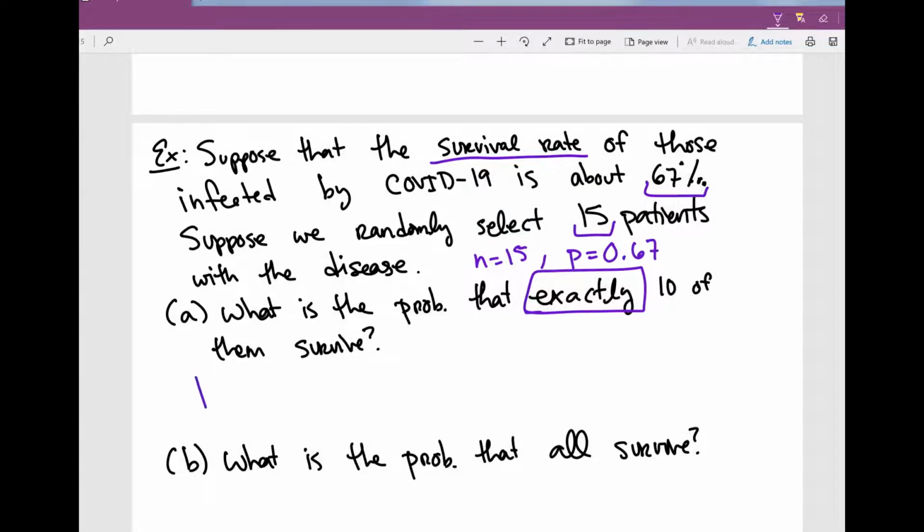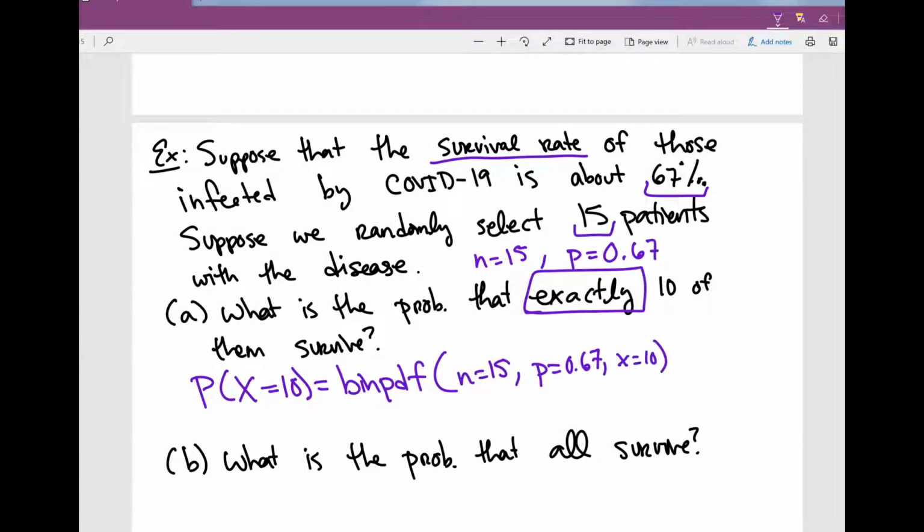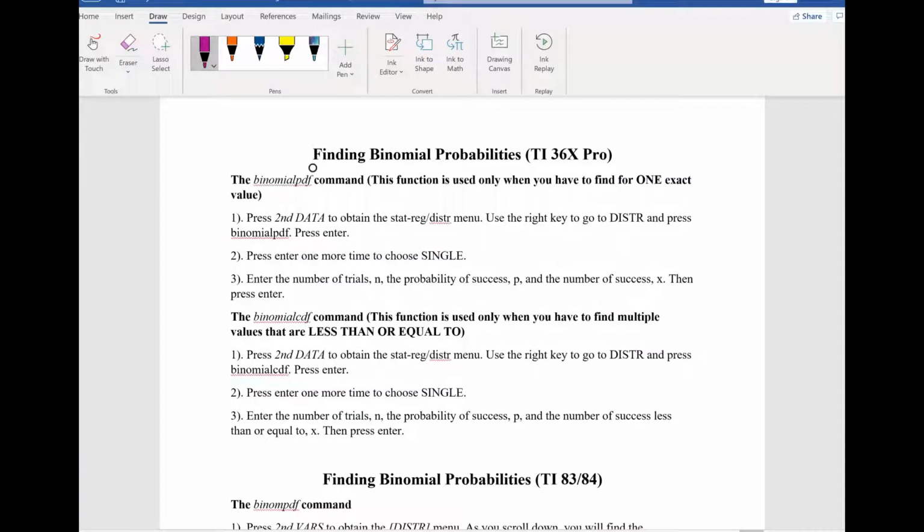The probability of x, the number of patients that survive, equaling 10 is going to be equal to binomial PDF. In this case, our n is equal to 15, our p is equal to 0.67, and our x is equal to 10. So let's go into our directions. It says the first thing you're going to do is press second data to obtain the stats and regression distribution menu. Then we go down to distributions until we find binomial PDF, and then just plug it in.